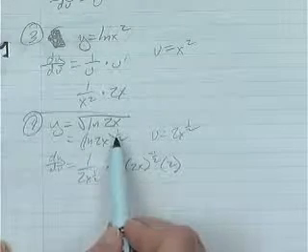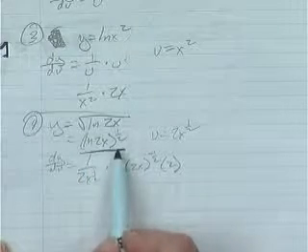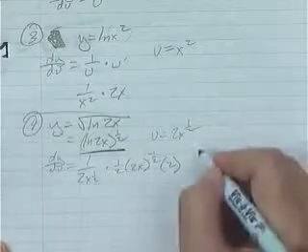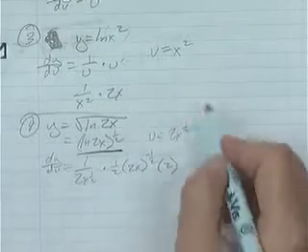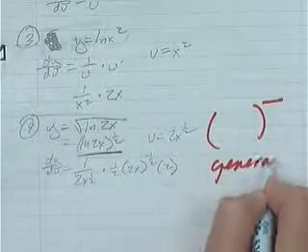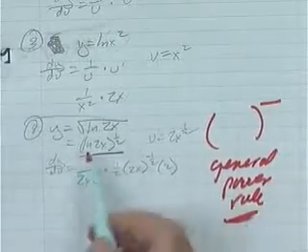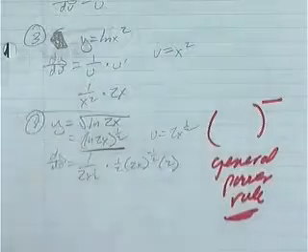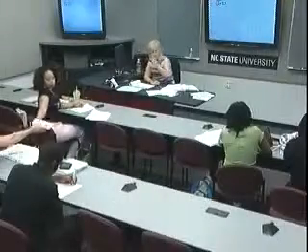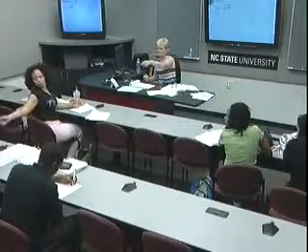When you see something raised to a power, what rule do you start out with? General power rule. So I don't think you started out with general power rule. Let's put this in orange. When you have a quantity raised to a power, start out with that general power rule. Send that back, try again. Okay, somebody else send me one up.